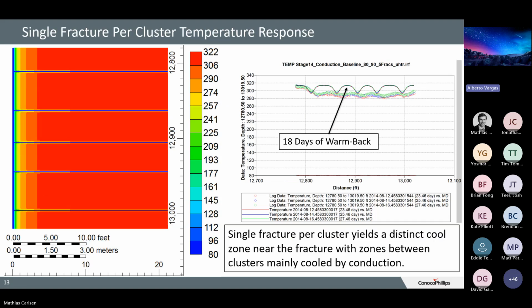This is another way to look at the data. On this plot on the right, this is the whole stage, which was about 250 feet that we're modeling. So think of that as looking along the well this way. A single fracture per cluster in the model on the left shows you still have these nice identifiable peaks or valleys of cool zones. But our data didn't show that. That's not what we saw in our actual DTS data.